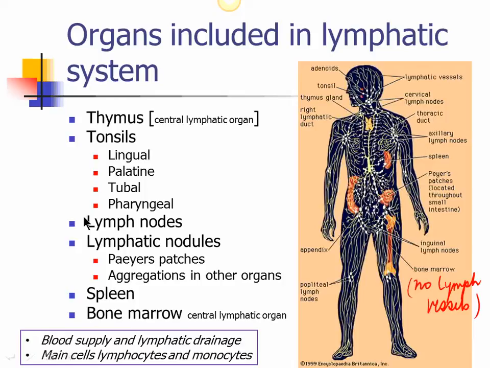So let's look at the organs included in the lymphatic system. You have two central organs. This is where, in fetal life, the different types of lymphocytes get mature and are primed. The two central organs are the thymus, where T lymphocytes go to get mature, and then we have bone marrow, which we'll see when we do the immune system, where B lymphocytes form and get primed and become mature.